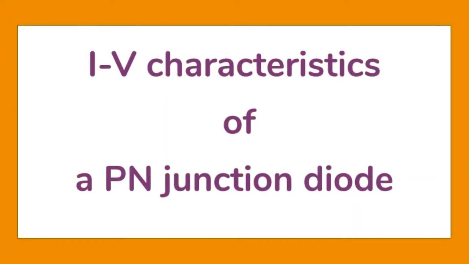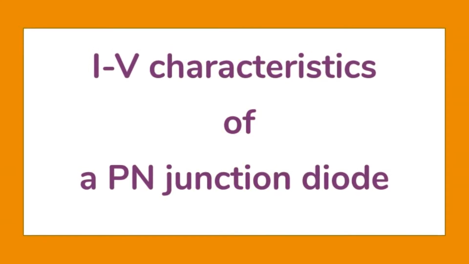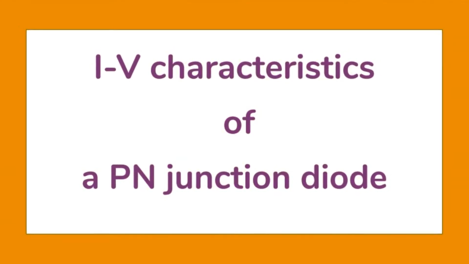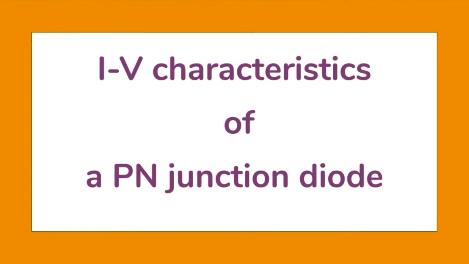In the previous section we have discussed formation of PN junction and junction theory. In this section let us see IV characteristics or current voltage characteristics of a PN junction diode.